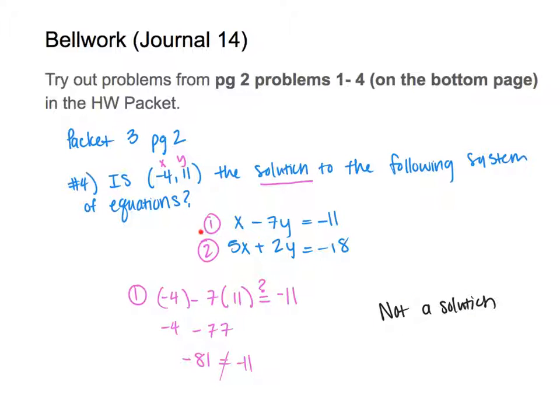Let's say that for number 1, you plugged it in and it did give you the same value. Then what you would have to do is keep going. So you'd go to the second one, plug it in, and if it was valid, if it did give you negative 18, then you can say it's a solution. So in order for it to be a solution, it has to work for both equations, or all of the equations. If one fails, the entire system is not a solution.